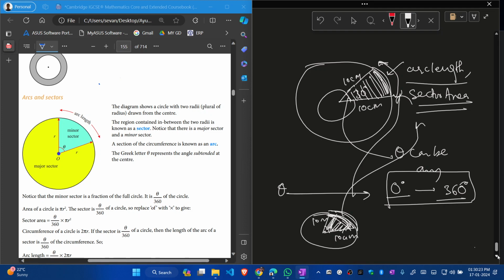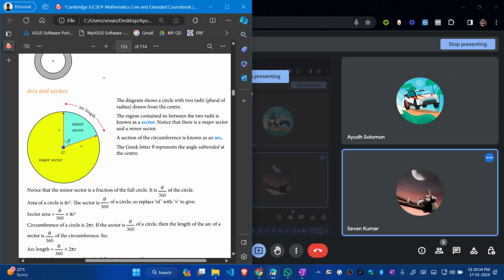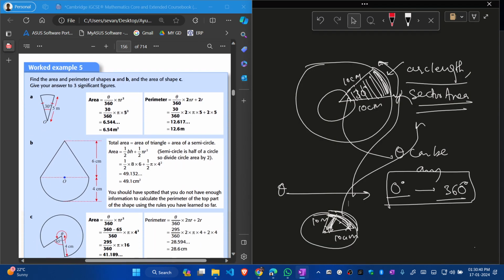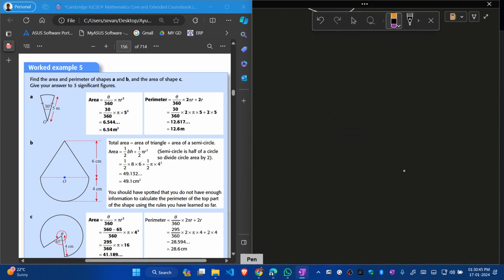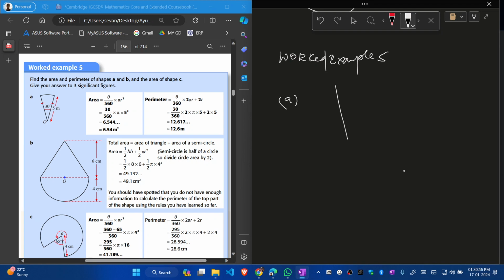So let us solve some questions on this. The first question is example 5. In part A, it is drawn like this. The radius is 5 meters, and this angle is 30 degrees.